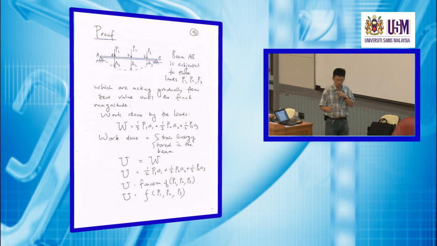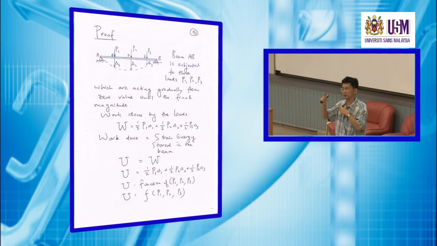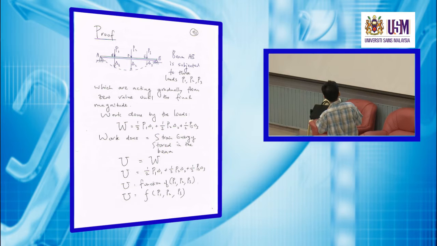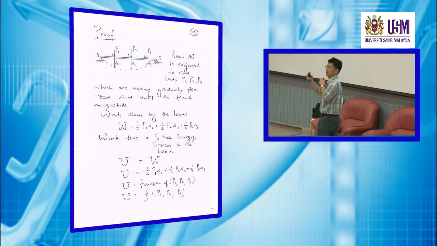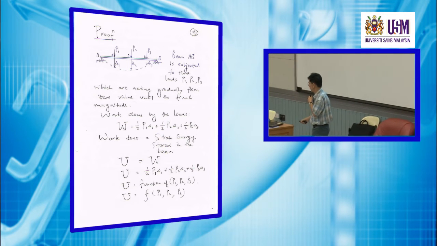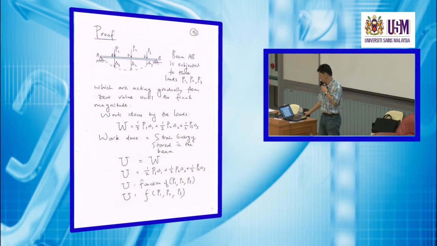Okay? And for linear elastic structures, the work done is equal to the strain energy stored in the beam. This is conservation: whatever work is done, the energy is stored in the system as strain energy. So the strain energy U is given by these equations: half P1 delta 1, half P2 delta 2, plus half P3 delta 3.